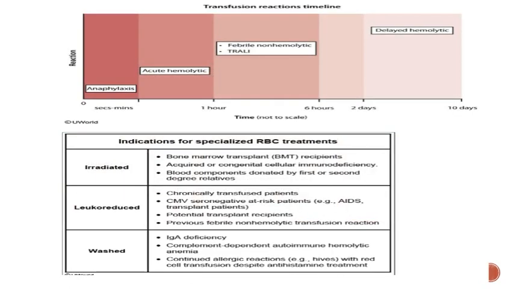Here you can see the timeline of presentation of different transfusion reactions and also the indications for specialized RBC treatments. Mainly remember that in a patient with immunodeficiency, we give irradiated RBC. In a patient with previous febrile non-hemolytic transfusion reaction, we give leukoreduced RBC. In a patient with IgA deficiency, we give washed RBC.